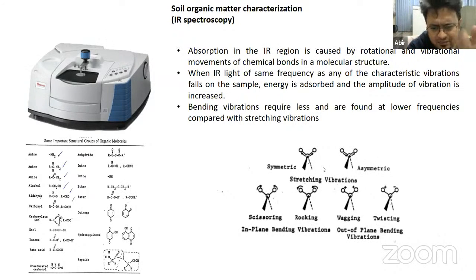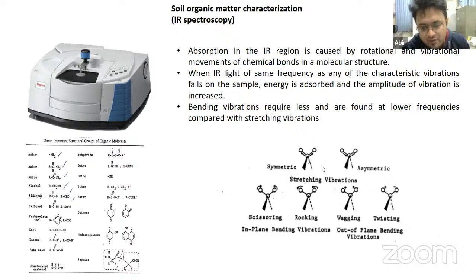And then again there is bending vibration. In bending vibration it requires low energy. That means low energy IR will be absorbed in this case. Okay, so bending means the bond actually rotates on its axis, as simple as that.